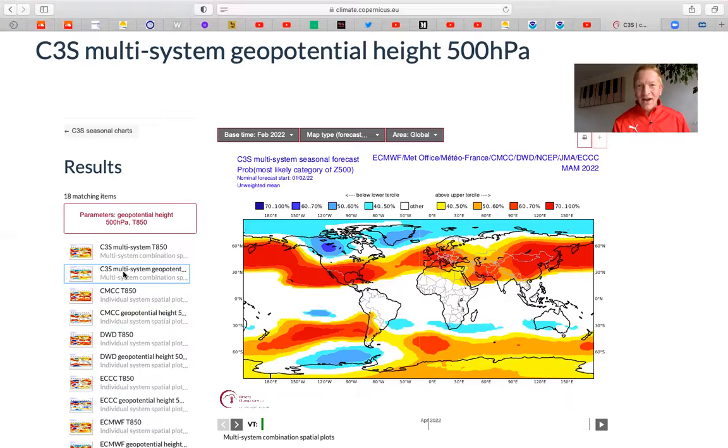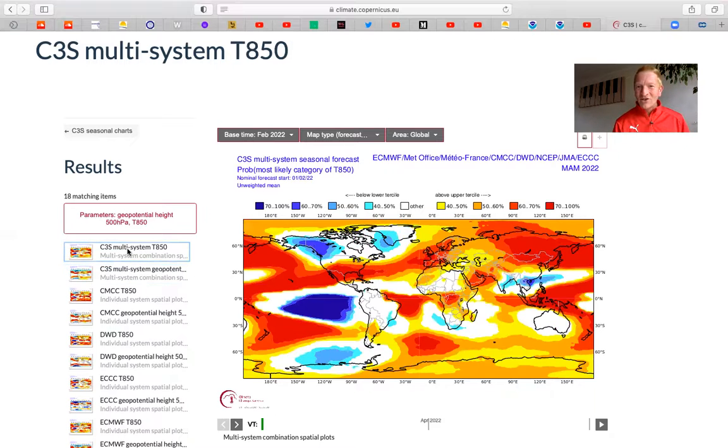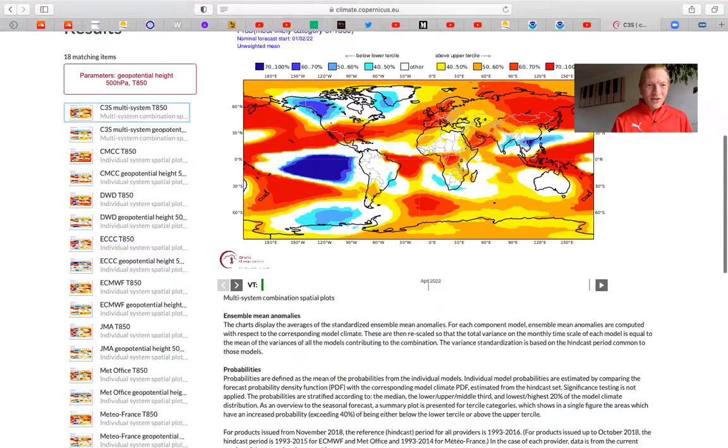Let's have a little look here as well at another 500 hectopascal height. Very, very similar here from the C3S model. High pressure right over the UK. An extension of the high pressure from the Azores into Europe there. Looking good. Let's have a look at the temperatures. Again, much warmer than would normally be expected during springtime. So our third model looking good, isn't it?